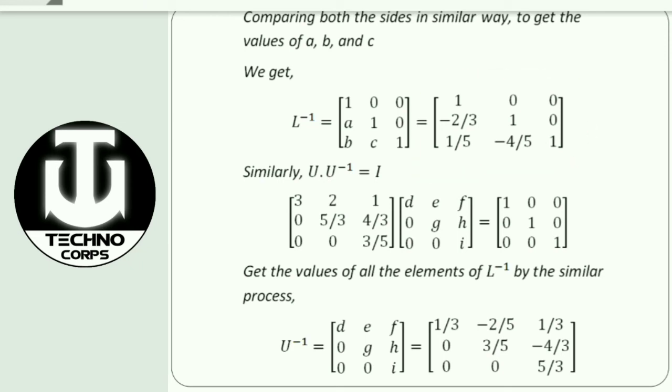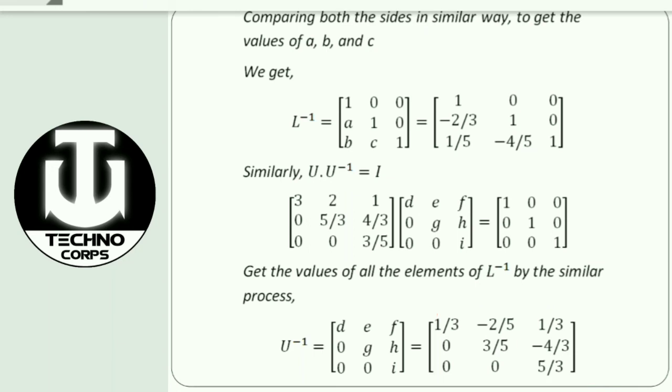Now we find the value of U inverse in a similar process by taking U into U inverse equals I. This is the value of U that we have just calculated. Suppose U inverse has these elements. Find all these elements by the same process, multiplying these two matrices and then equating with this matrix. You will get the value of each element, that is D, E, F, G, H, I, in a similar manner. Here you can see I got my answer for U inverse.